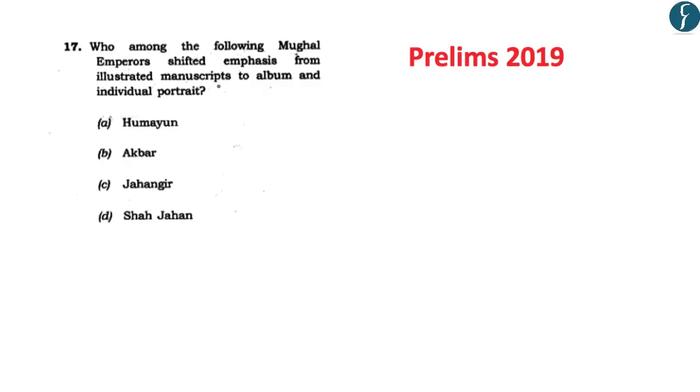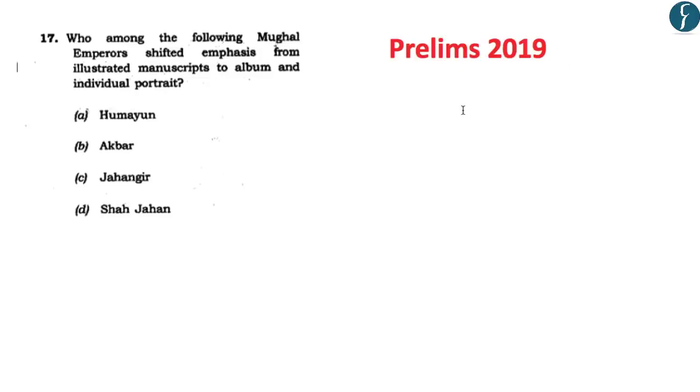Now continuing our series of Prelims 2019 question discussion, today we'll be discussing this particular question: which of the following Mughal emperors shifted emphasis from illustrated manuscripts to album and individual portrait? To answer this question, let us go through a question asked in the test series by Rao's IAS Study Circle, specifically in the full-length test number 08.